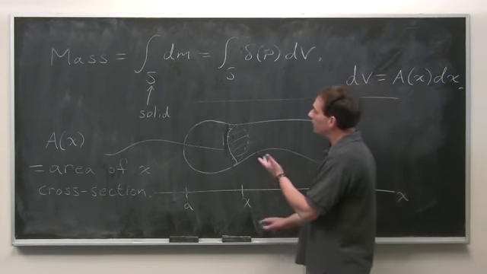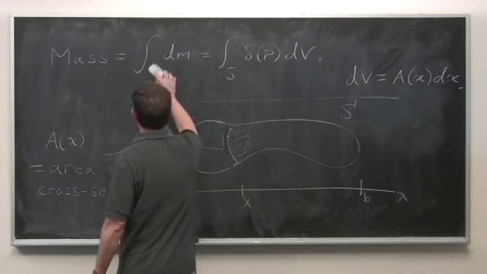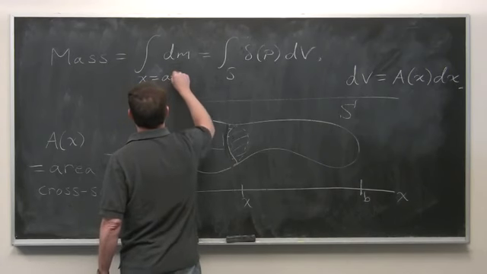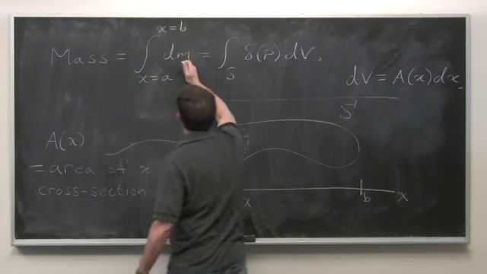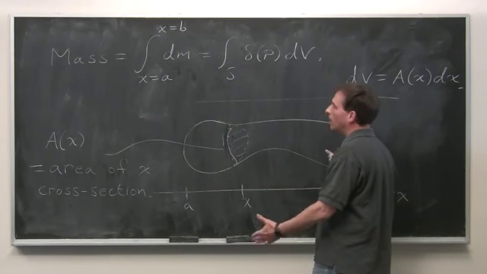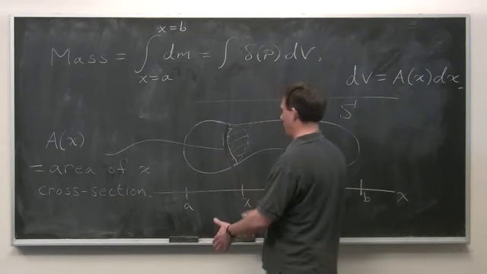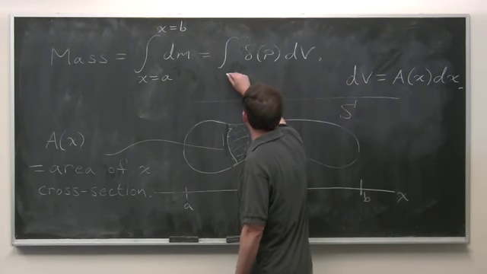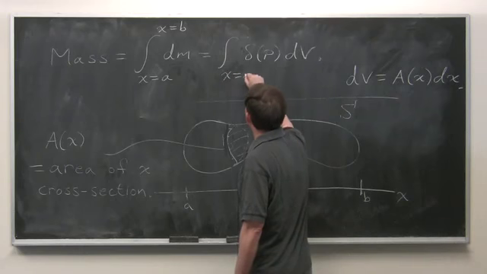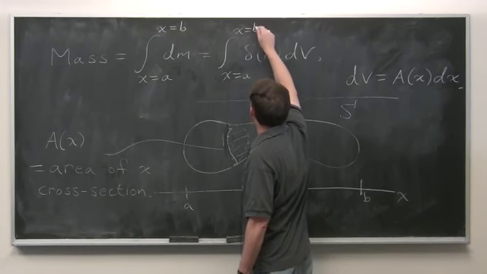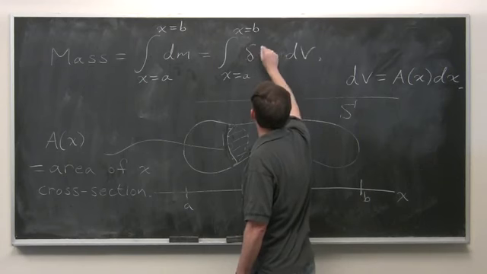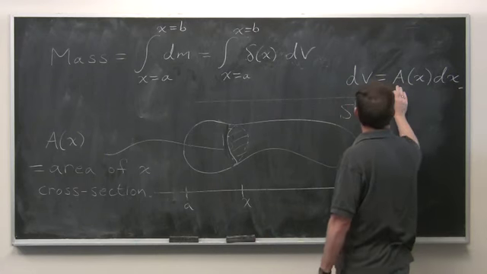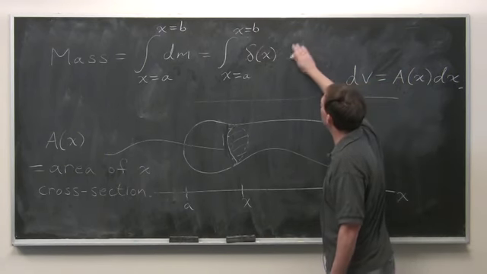Once we have that, then this mass integral will get a lot easier. We will integrate as x goes from a to b, we'll add up. So as we go from here to here, that will take us, by looking at cross-sections, through every point in our solid. And so we'll take the integral as x goes from a to b of delta of x times dV, but we know dV is A(x) times dx.